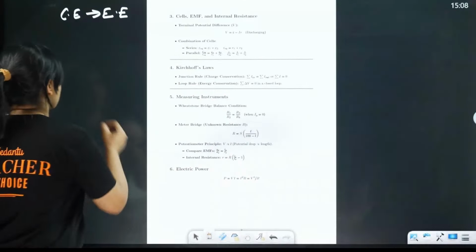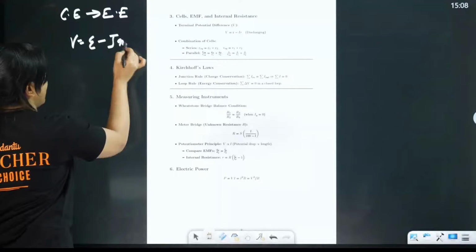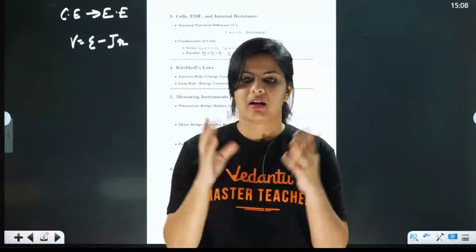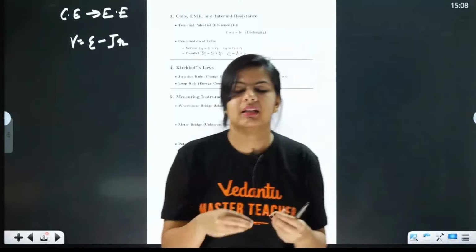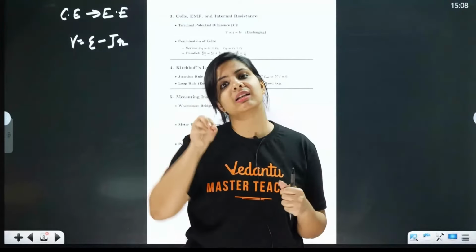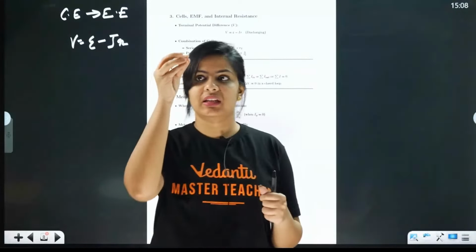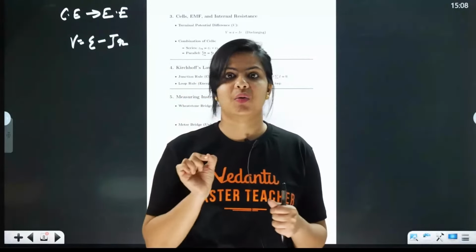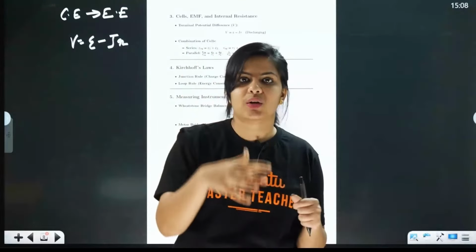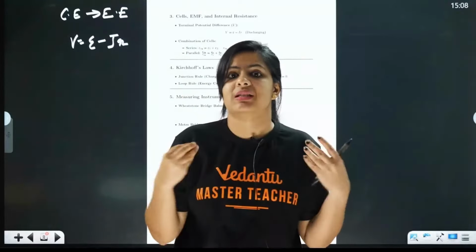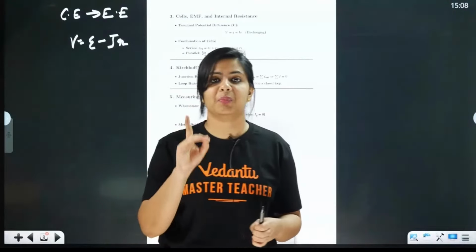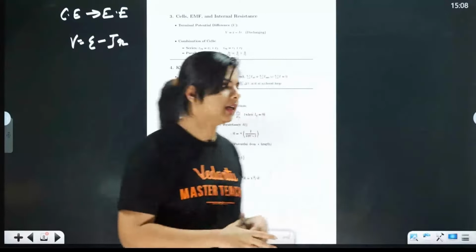There is an important relation for that: V is equal to E minus IR. Here R is the internal resistance. Whenever you open a cell or battery, you can see that inside there is an electrolyte and two electrodes. So the charges also travel inside the cell. While traveling through the electrolyte, the electrolyte provides some resistance. The resistance provided by the electrolyte is known as the internal resistance.